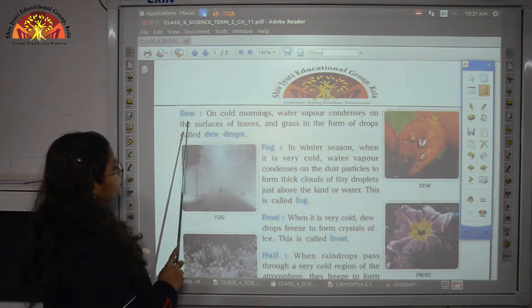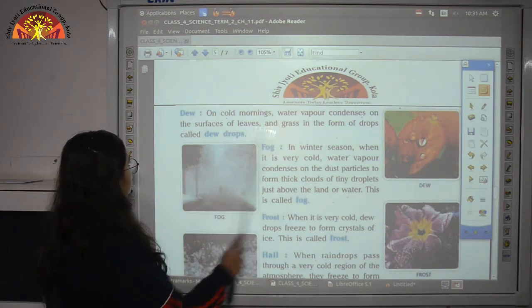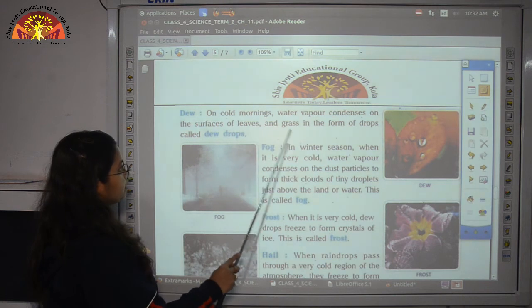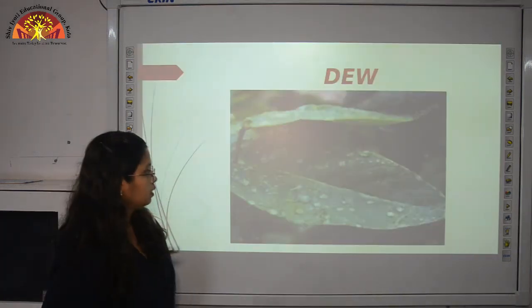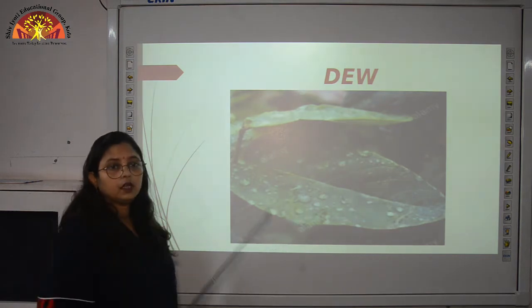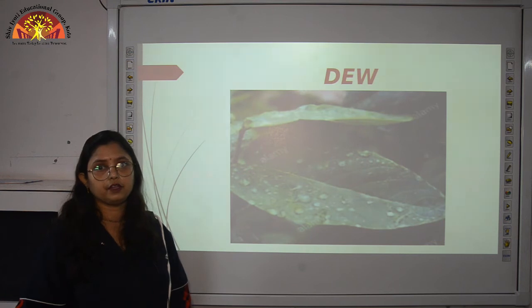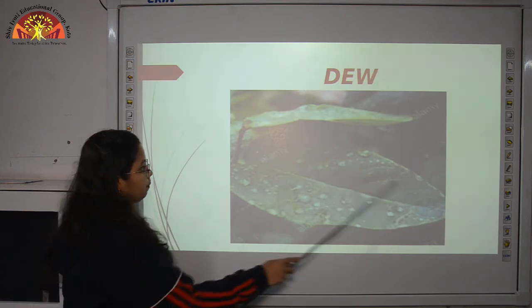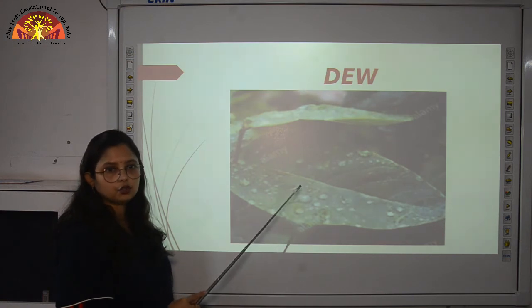So one of the forms of condensed water here is dew. On cold mornings, water vapor condenses on the surface of leaves and grass in form of drops called dew drops. Now see children, in the cold winter mornings, you might have seen water droplets everywhere when you go outside. So these droplets, when they get collected on the surface of leaves, are called dew drops.